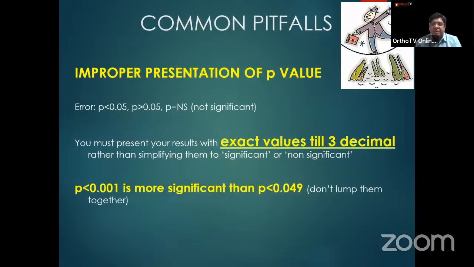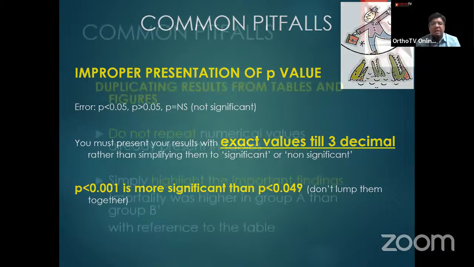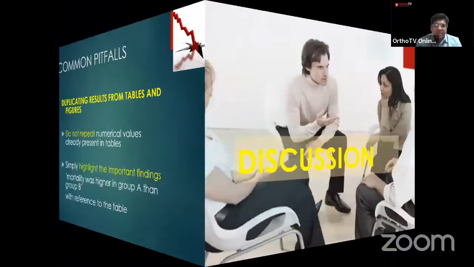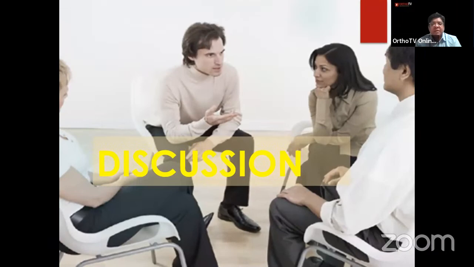Improper presentation of p-value is again an issue which is common. It has a very simple solution. Just put p-value to exact values up to 3 decimals. Ask your statistician and they will give you those exact p-values. Okay? It need not be reported as less than 0.001. Give them the exact value that you have found in your analysis. Duplicating results from tables and figures will just increase your text.